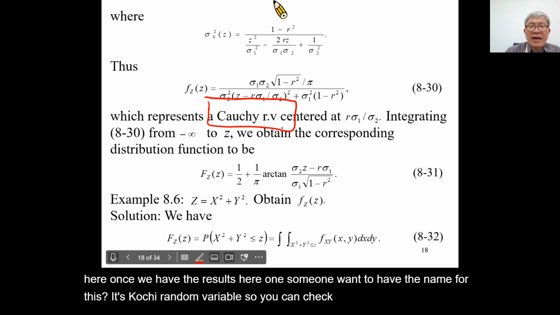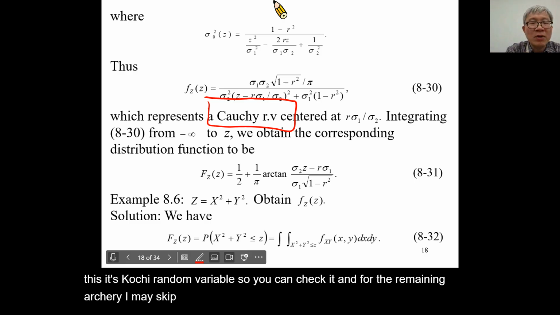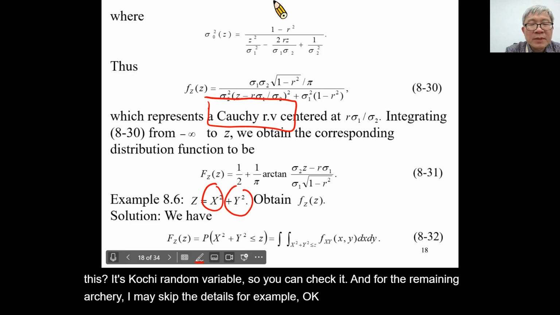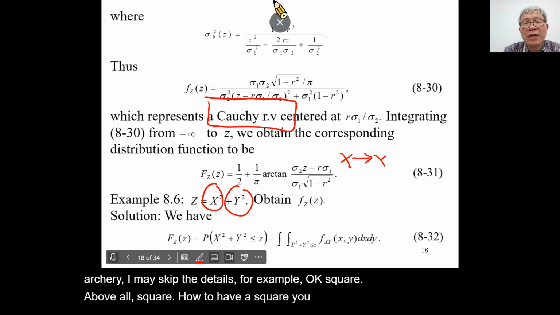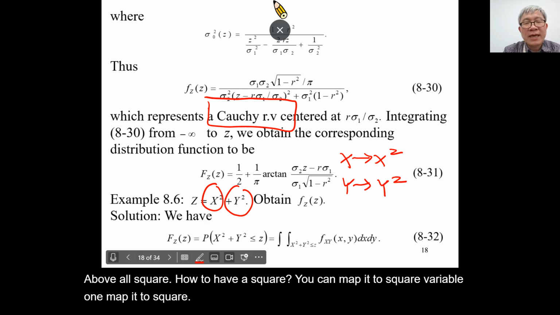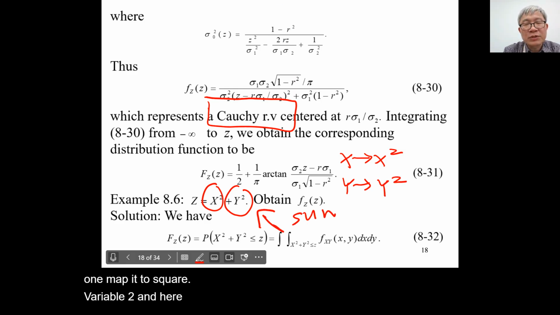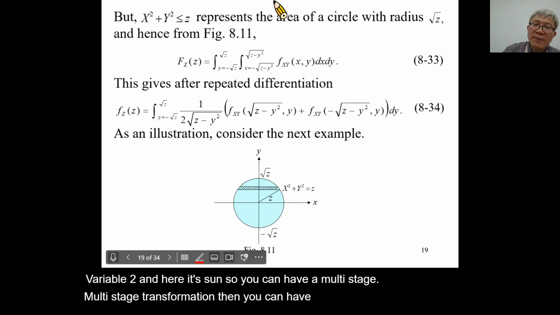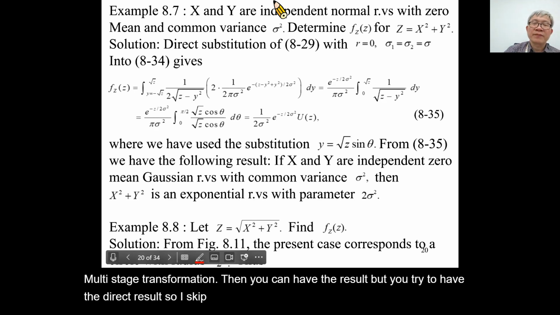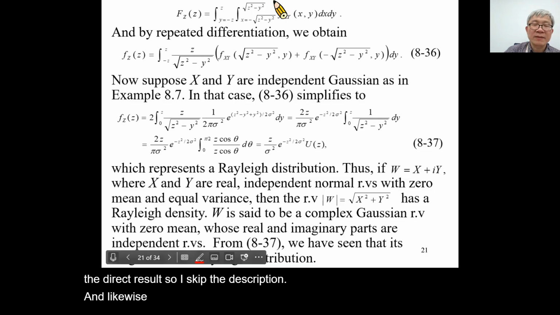And for the remaining, actually, I may skip the details. For example, square. About square, how to have a square, you can map it to square. Variable 1, map it to square. Variable 2, and here it's sum. So you can have a multi-stage transformation, then you can have the result. But you try to have the direct result, so I skip the description. And likewise for this, I skip it.